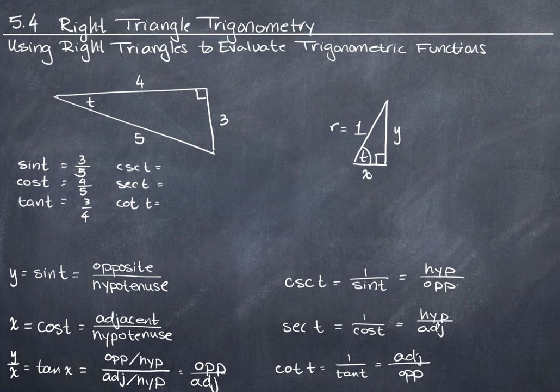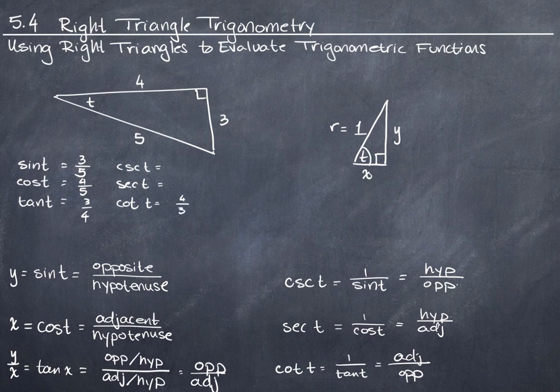Now that's actually the harder part. The easy part is to find these other three functions. All I need to do is take these three functions and flip them over. I just have to make sure I'm flipping over the right function for each cofunction or for each reciprocal. The cotangent is 1 over the tangent. So if tangent is 3/4, cotangent is 4/3.